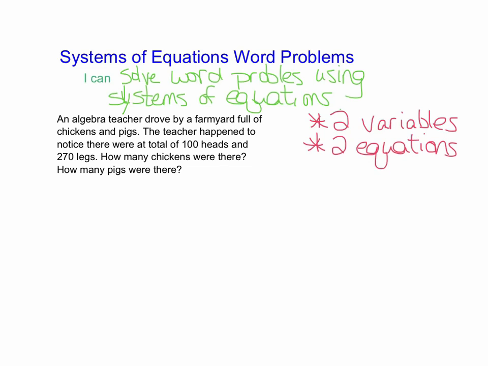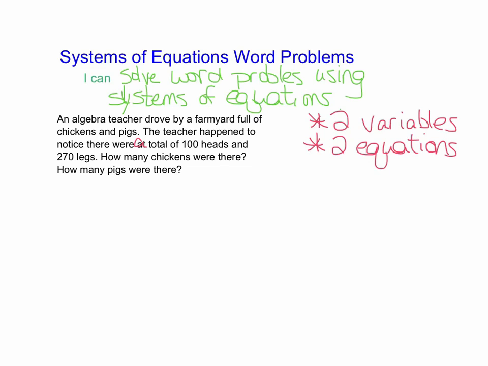An algebra teacher drove by a farmyard full of chickens and pigs. This is sort of a classic word problem. You may have heard something like this before. The teacher happened to notice there were a total of 100 heads and 270 legs. How many chickens were there? How many pigs were there? Now, she's driving by a farmyard, and she happens to notice 100 heads and 270 legs. She is one talented math teacher. She can count very quickly. But anyway, we're trying to figure out how many chickens, how many pigs, okay?